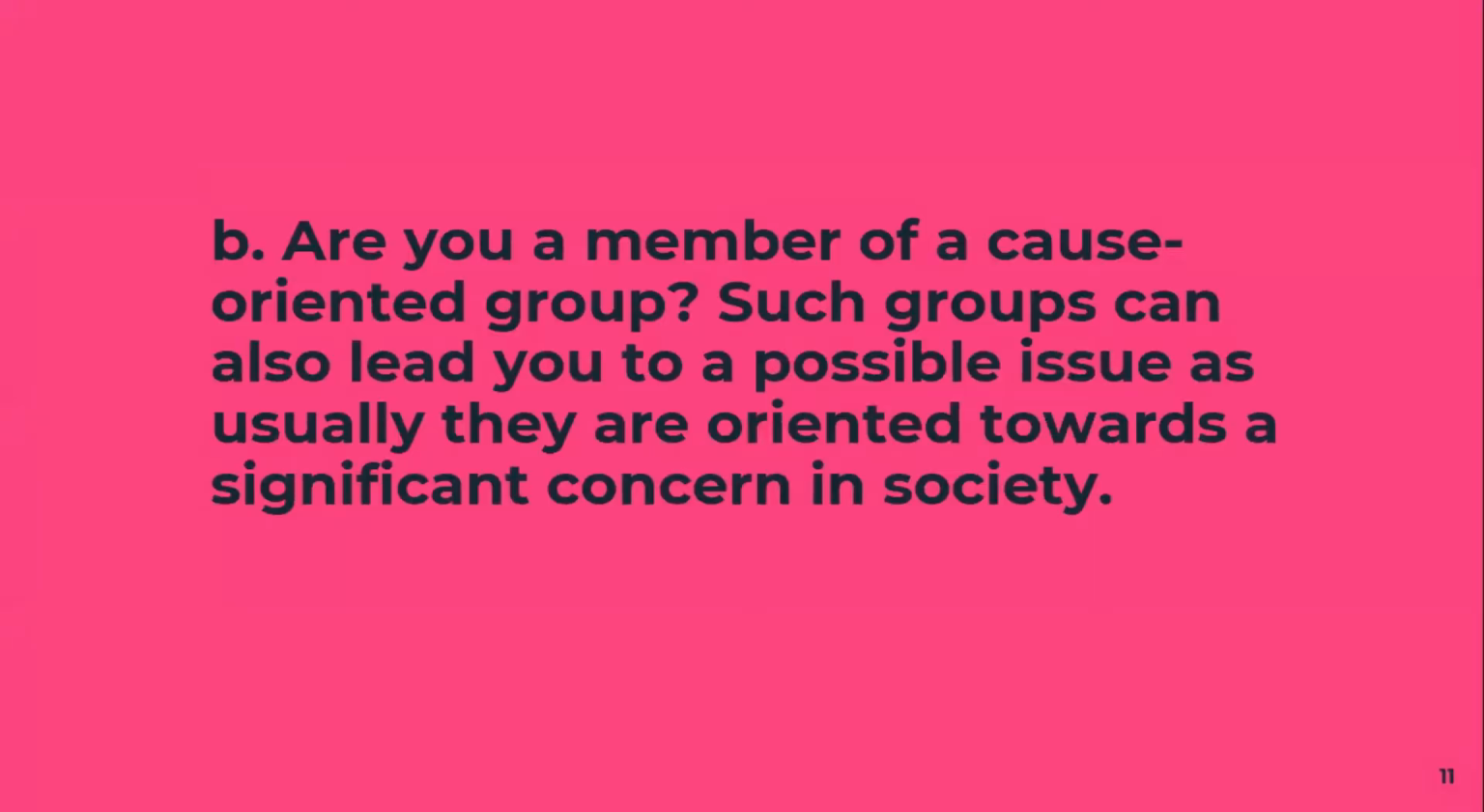Are you a member of a cause-oriented group? Such groups can also lead you to a possible issue as usually they are oriented towards a significant concern in society. So civic groups can submit a position paper that concerns the people that they represent. For example, environmental groups protest against projects that they think can damage the environment. They can express their protest by submitting a position paper with signatures of the petitioners.